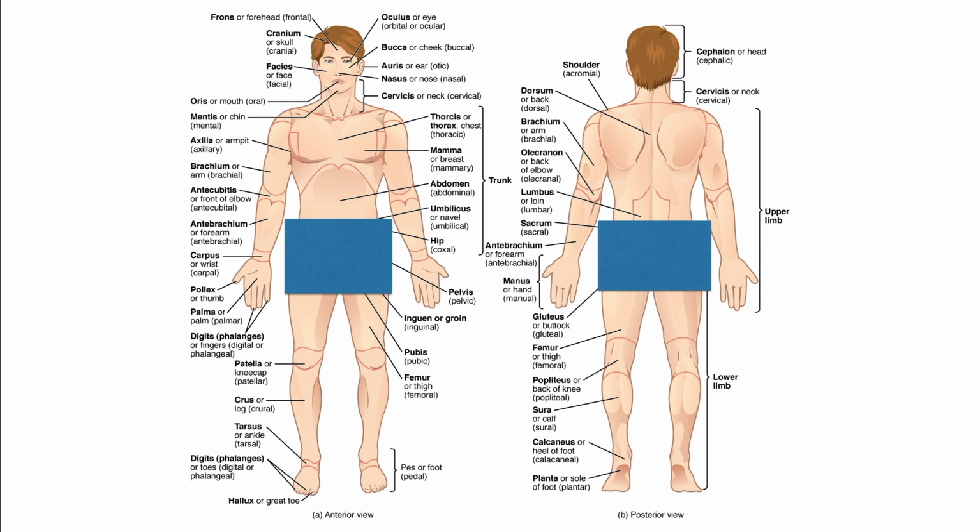Superficial describes a position closer to the surface of the body. The skin is superficial to the bones. Deep describes a position farther from the surface of the body. The brain is deep to the skull.